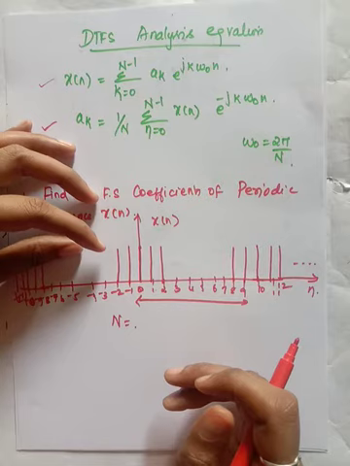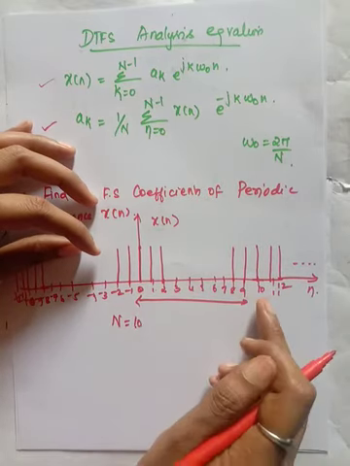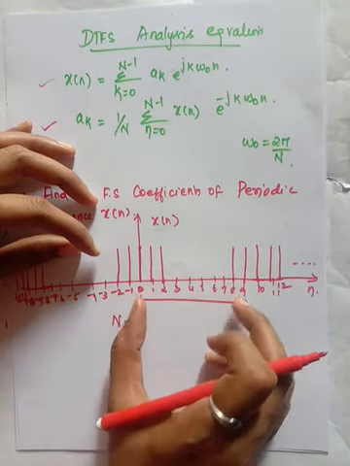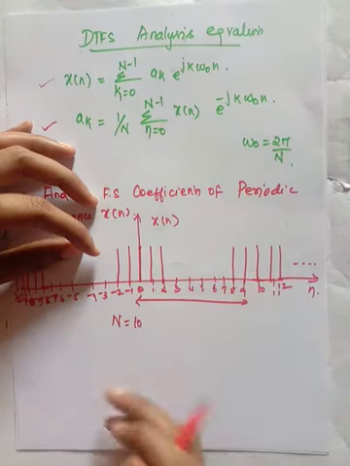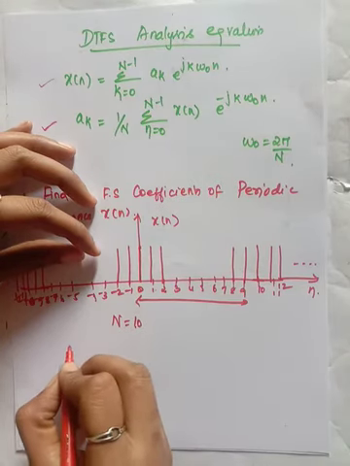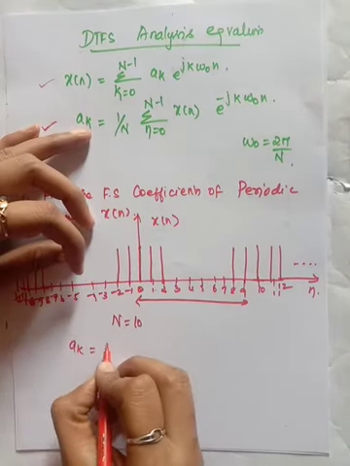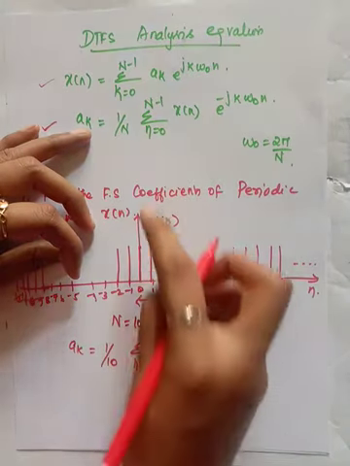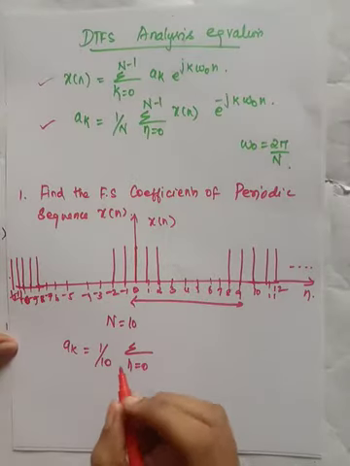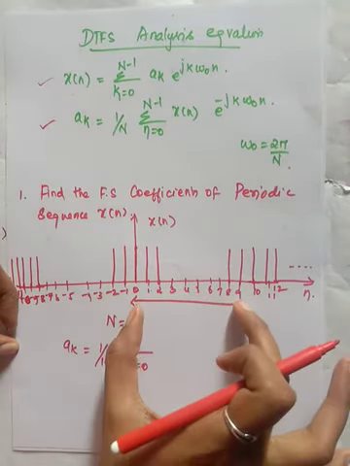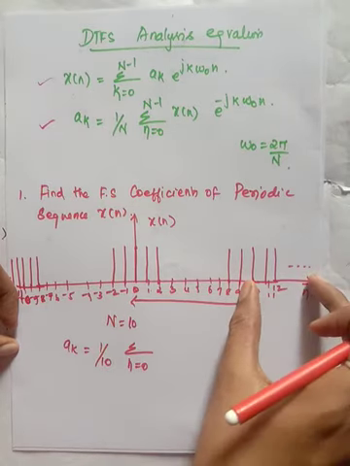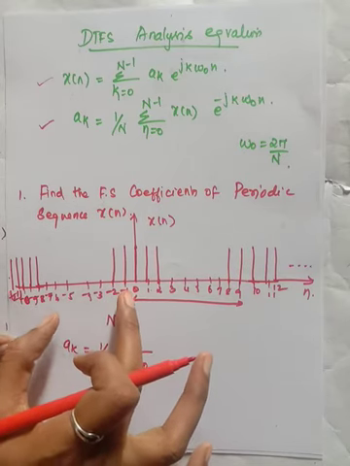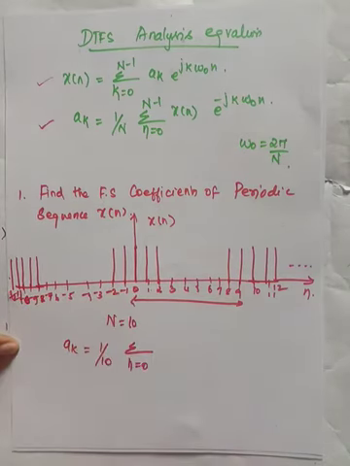Here I'm going to use N as 10, so 0 to 9 means 10 samples. The 10 samples are repeating, right? So N is equal to 10. Now use the formula a_k equal to 1 by 10. We are applying this formula, summation n equal to 0 to N minus 1, so here I am considering this 0 to 9 as one spectrum. This spectrum is going to repeat after that.